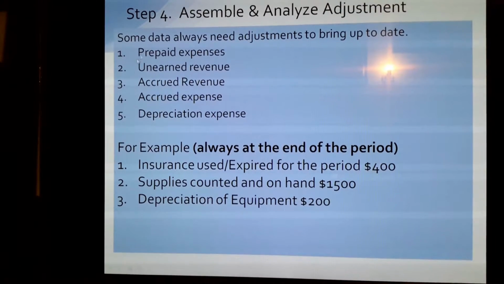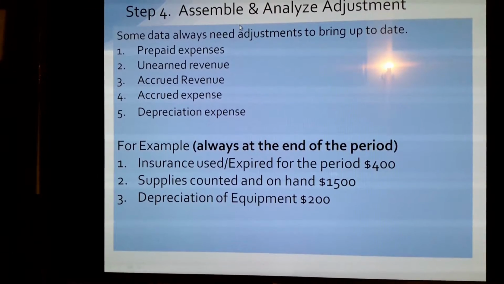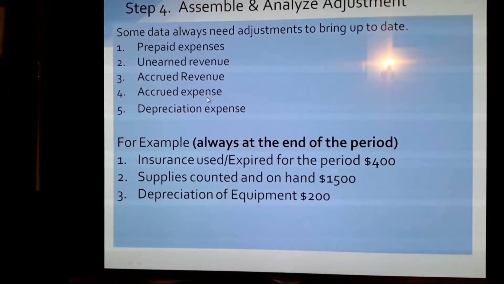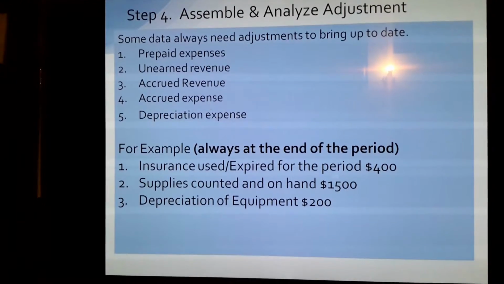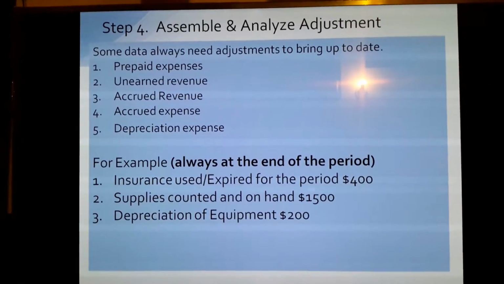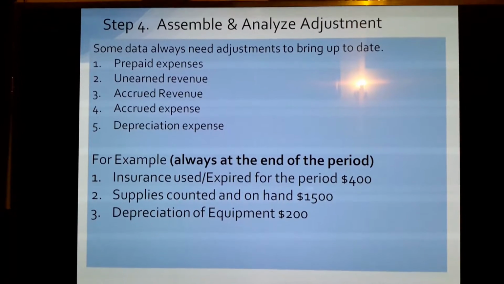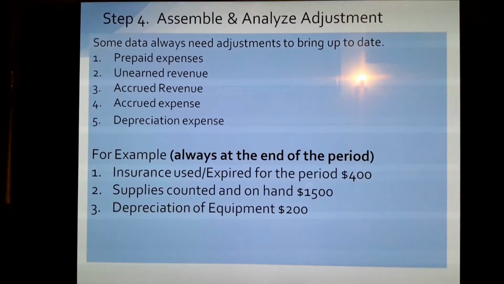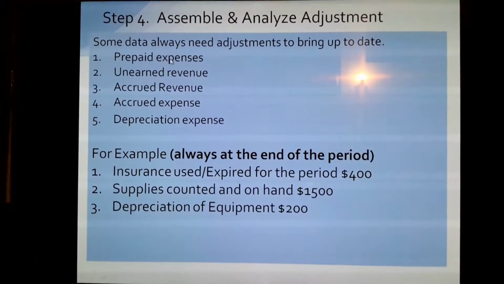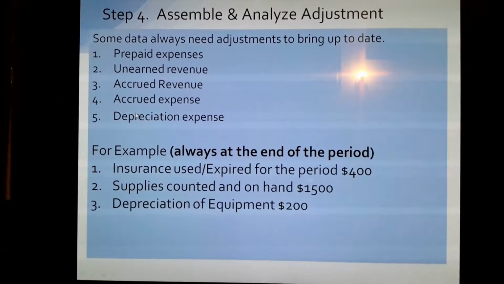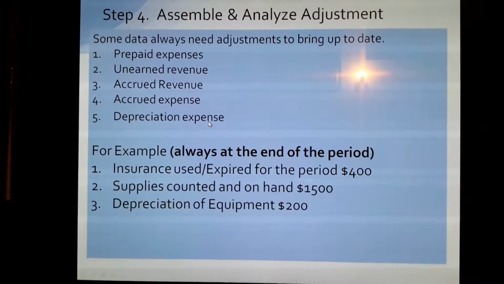Now we are in step 4. We assemble and analyze adjustments. This is just like doing a physical inventory of all the assets, the liabilities, the expenses, the revenues that you had in the period. Okay, so how do you do it? You think about your prepaid expenses, your on-hand revenues, your accrued revenues, accrued expenses, depreciation expenses.